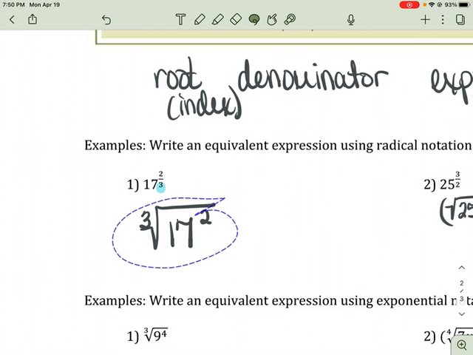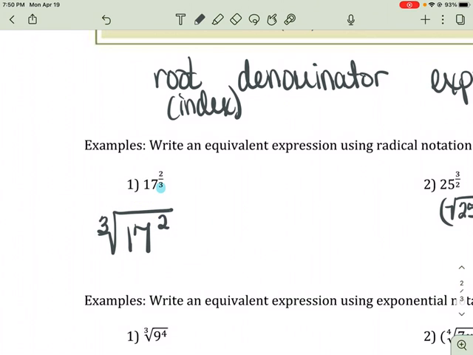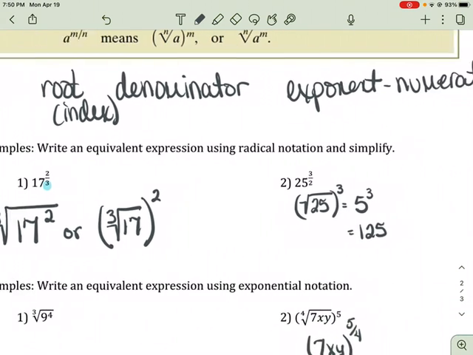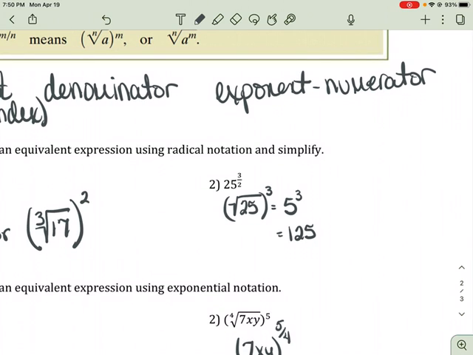Or you can write it as the cube root of 17 squared. Your choice, both mean exactly the same thing. Personally, you're going to see me write it the second way, because especially with evaluating, that's the easier way for me. Okay. All right, try number 2.